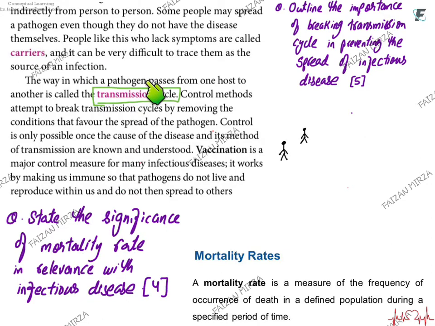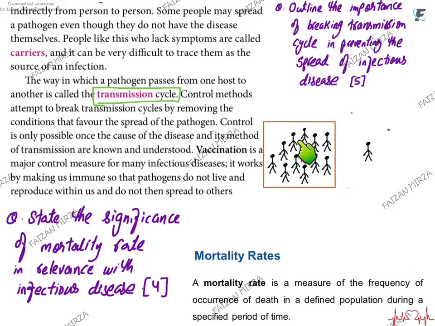What's the importance of the transmission cycle, and outline the importance of breaking the transmission cycle and preventing the spread of infection, which I have covered here. For example, you can see this. These are two cases. These are black individuals. No, not black as in race, I've just used the color black here. So these black people here are the normal individuals. And this red one, I'll let you know who he or she is. So these black ones again, these are the two cases.